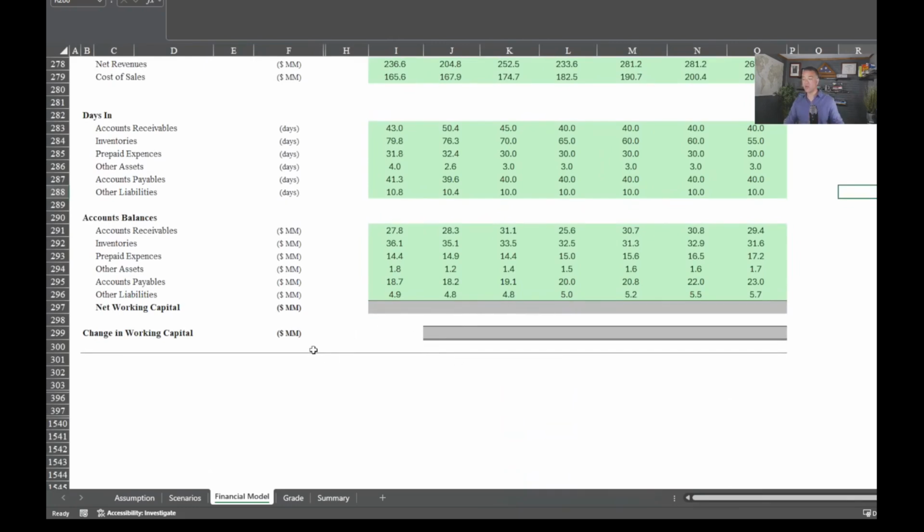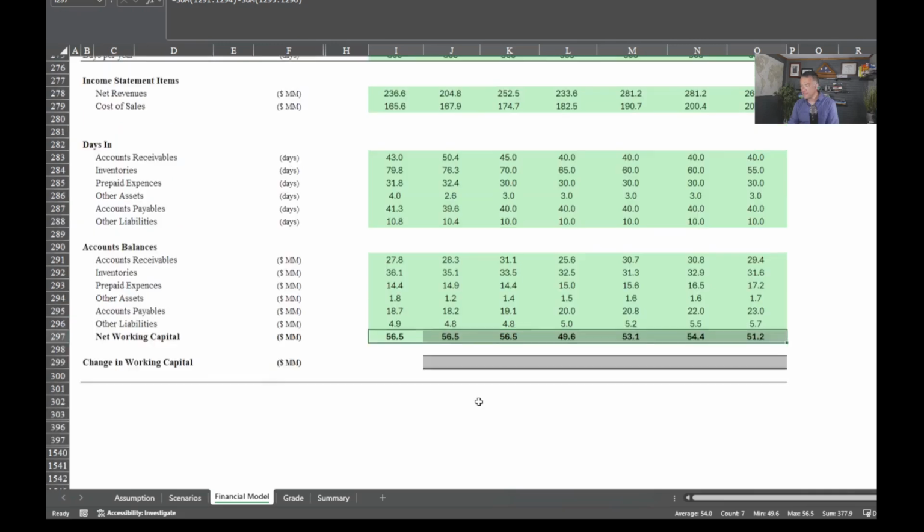Next, what we want to solve is what is our net working capital? Our net working capital, I'm going to sum up all the assets and I'm going to subtract the sum of our liabilities. So that's going to be our net working capital. Have it go across, Control R, that's filled out.